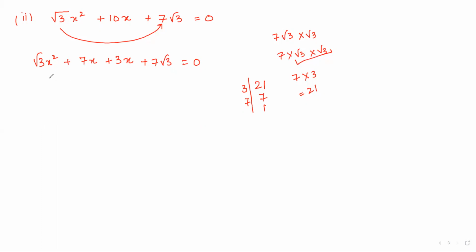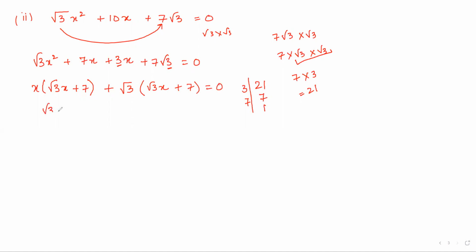Right. Now from the first two terms, I think only x is common, nothing else. Take x common. So under root 3x plus 7. Now I have 3 here and I have under root 3 here. So 3 means under root 3 into under root 3. So that means I can take 1 under root 3 common. So in the first term, under root 3x will remain, and plus 7 is equal to 0.